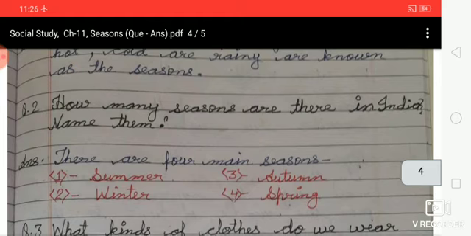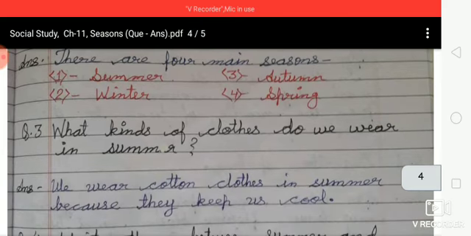Now second one, how many seasons are there in India? Name them. The answer is there are 4 main seasons. First one, summer. Second one, winter season. Third one, autumn season. And fourth one, spring season.